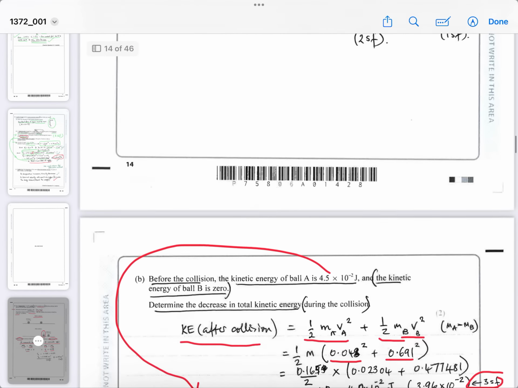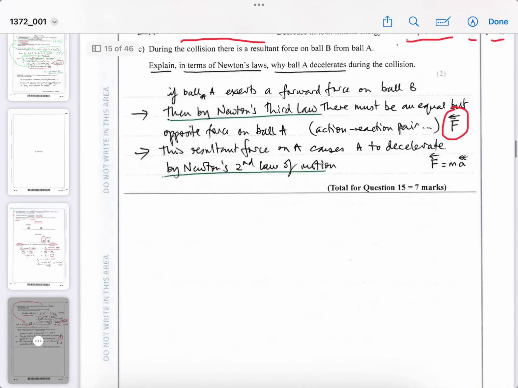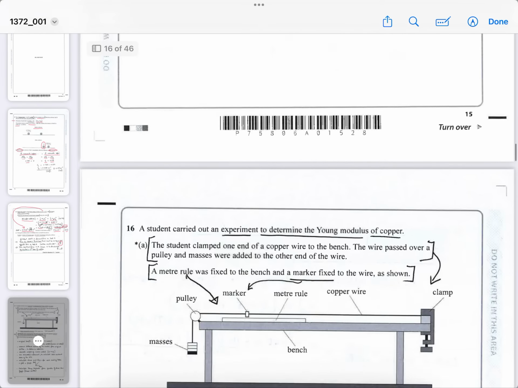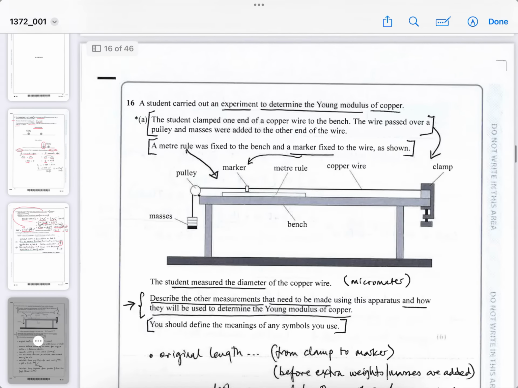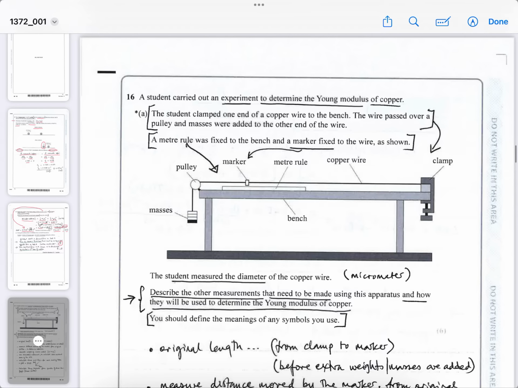Okay, so we just finished a question on momentum, and here is a question on Young's modulus. So Young's modulus is in the materials section, which is both in the linear and the modular exam, and it's one of the core practicals that you need to know how to carry out.